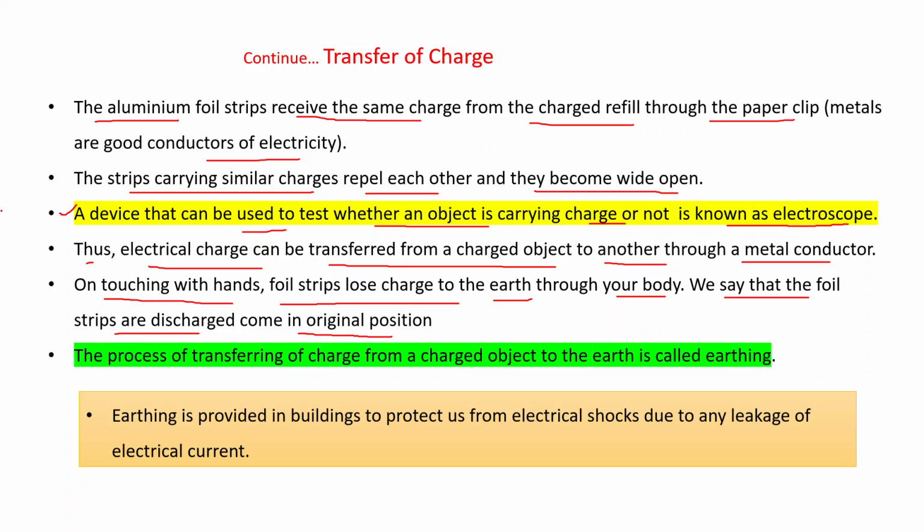When we touch the strip with our hand, okay, then whatever the charge present on that strip is passed to the earth through our body. Okay, so we can say that in this way foil strips discharge, so come in the original position. The process of transferring of charge from a charged object to the earth is called earthing. I think again you are familiar with this word earthing. Okay, earthing is provided in buildings to protect us from electrical shocks due to any leakage of electric current.